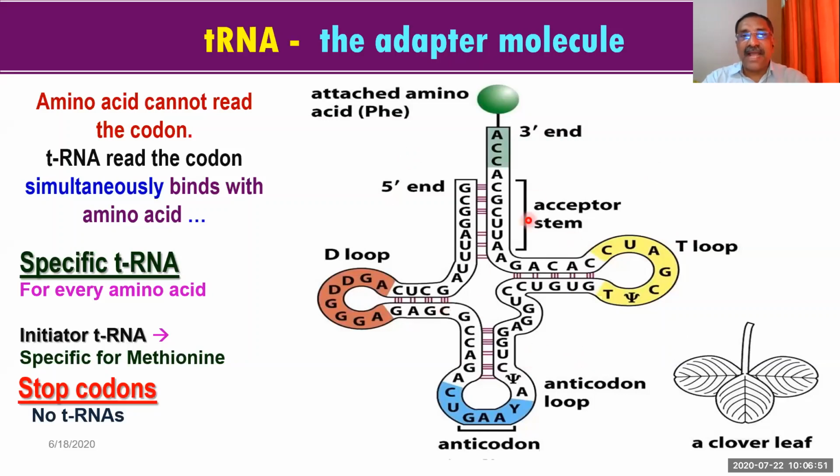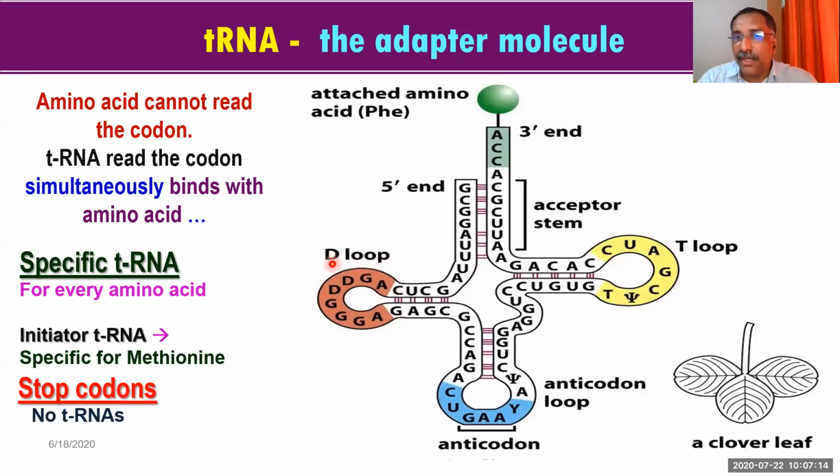When you draw this diagram, there is no need to write all these nitrogen bases. Here it is shown, but while drawing the diagram, even if you do not write them, there is no problem. But you have to include the labeling. One label is that on the left side there is a loop called the D loop.